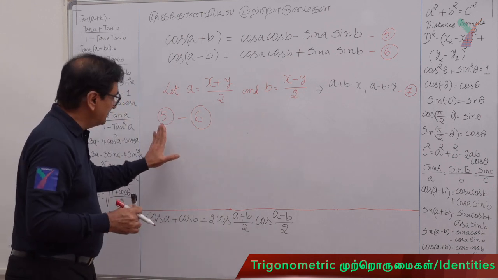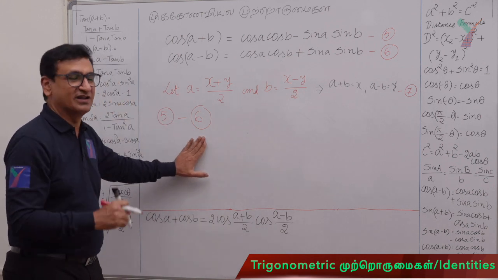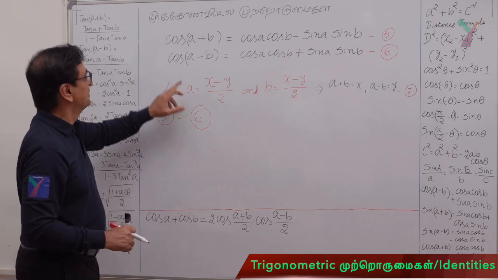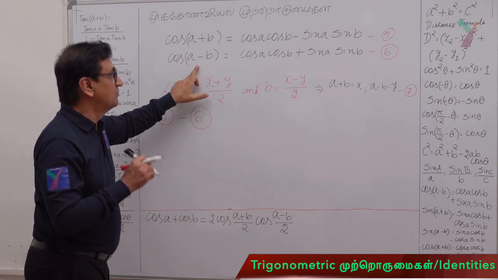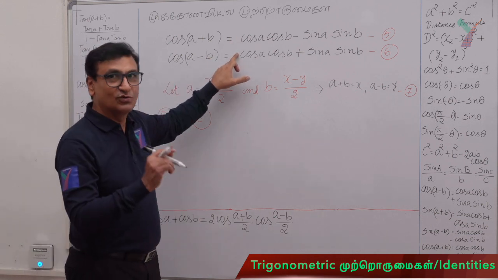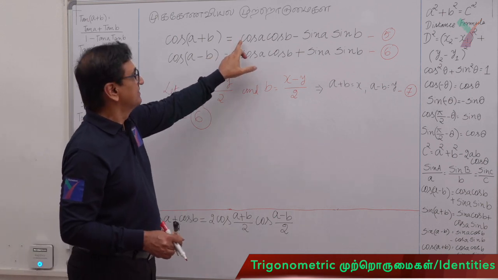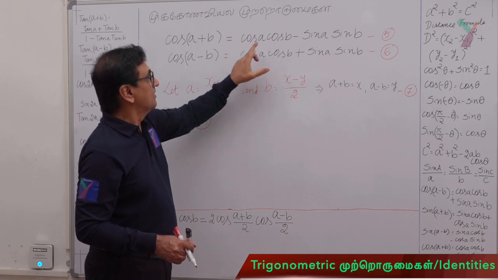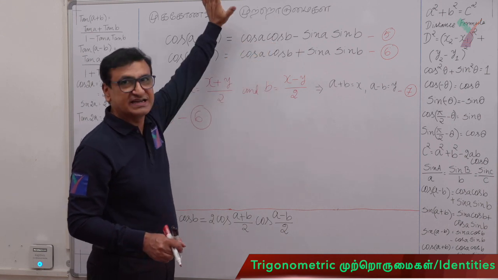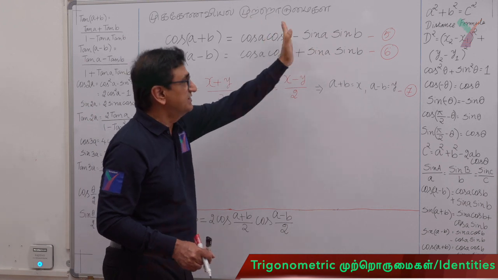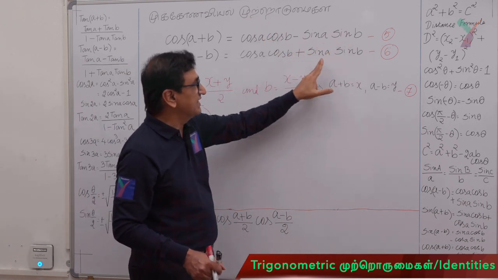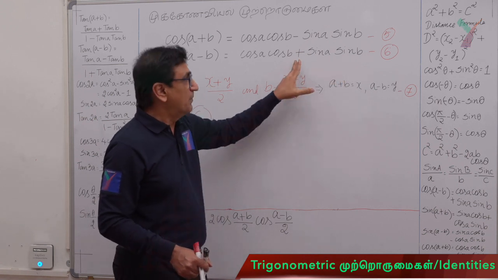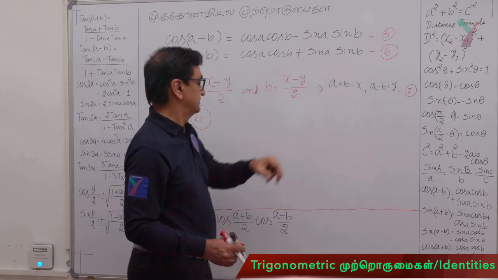Now, next I am going to do 5 minus 6. 5 minus 6 is cos a plus b minus cos a minus b. When we do this, the first term will cancel. How? cos a cos b minus cos a cos b, so this will get cancelled. Whereas in the other term, minus sin a sin b minus sin a sin b, so this will be minus 2 sin a sin b.